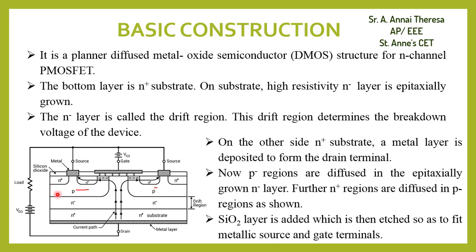Then upon this P minus region there is an N plus region. The N plus region is diffused in the P region. Upon these N plus regions there is a silicon dioxide SiO2 layer, which is added and etched so as to fit the metallic source and gate terminals. To form these source and gate terminals, this SiO2 is etched like this.